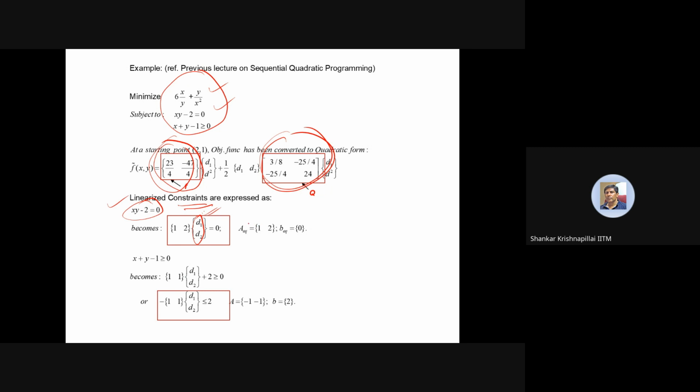So we get the coefficient matrix A. So the terms are 1 and 2, and then the right hand side is 0. You can see it is 0. Okay, then the next constraint is x plus y is equal to 1, which is already linear. So you have to write it in the D1, D2 form. So then the coefficient of A is minus 1, minus 1, and the coefficient of B is 2. Okay, so all the terms are obtained.